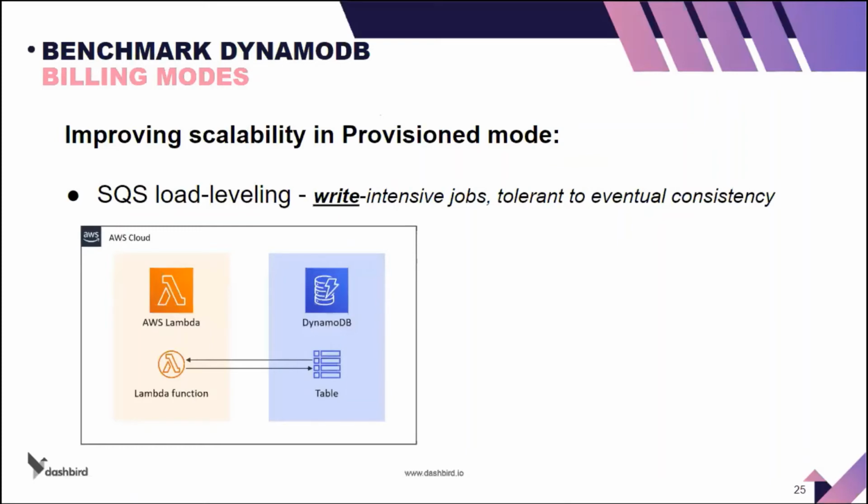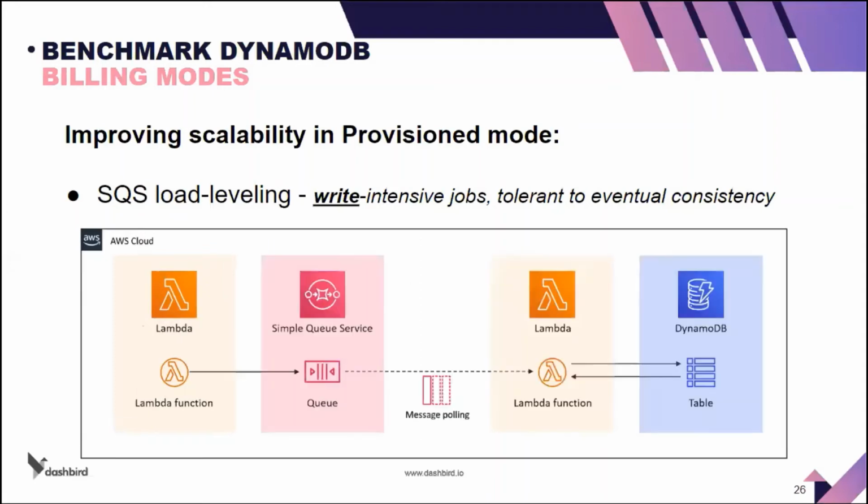Then another strategy to improve scalability in the provisioned mode is to use SQS as a load leveler. This works for write-intensive jobs and for jobs that are tolerant to an eventually consistent data model, which means that when we apply this pattern, data is not going to be updated immediately in the database. So whatever service is reading information from this table might get data that is not the most up-to-date.